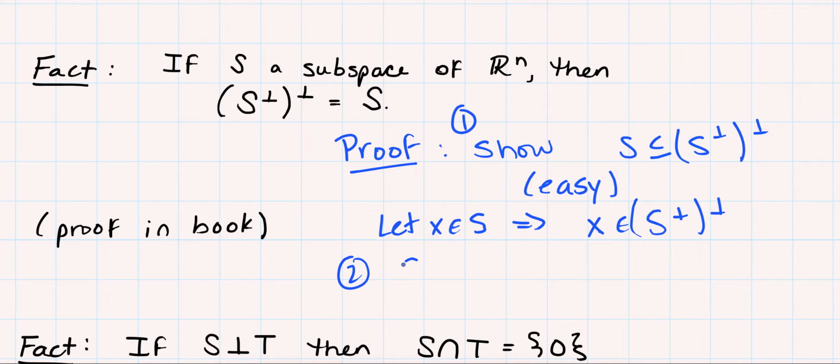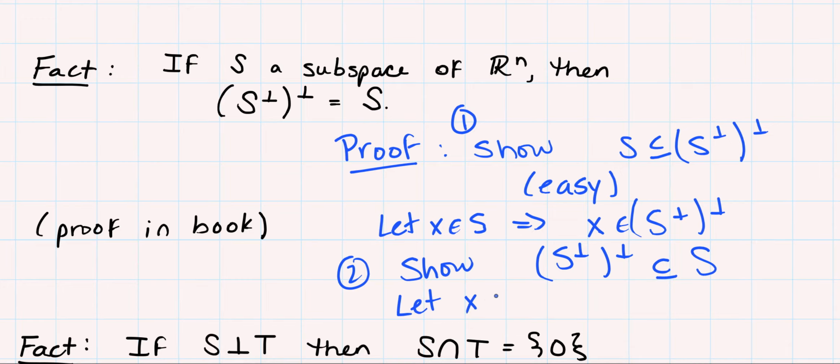But the second way is to show that this space sits inside S. You'd have to let x be in this space, and you want to show that x belongs to S. That's a little bit harder to do, and you need to know about direct sums to do that. We haven't discussed that part yet, but you could already show the first way. And if you're curious on how to do the whole proof, you can read it in the book.